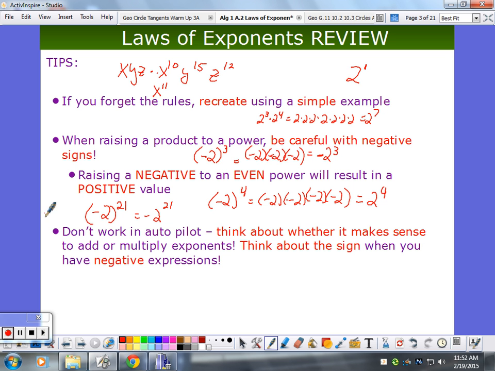I think this is really important. What do I mean by don't work in autopilot? Some of us get in the thing like, okay, I know the rule, and you just kind of go with no brainwaves functioning. There's nothing wrong with being so good at something that it's automatic, but I don't want you in autopilot yet. I really want you to think about things. What's the sign going to be? Do I multiply the exponents? Do I add them? It's confusing at first, and I really want you thinking. It will get automatic, but not right away. So stay out of autopilot.